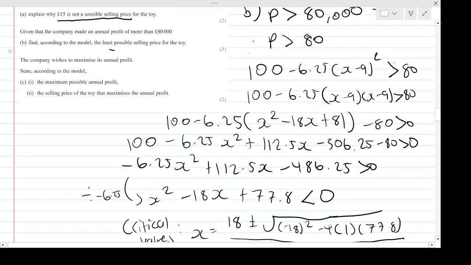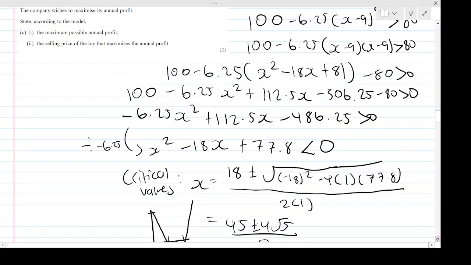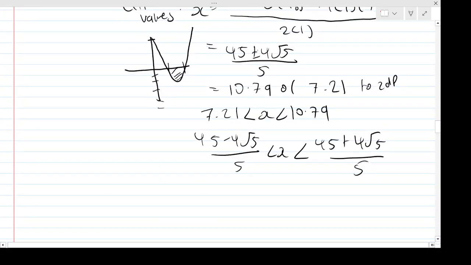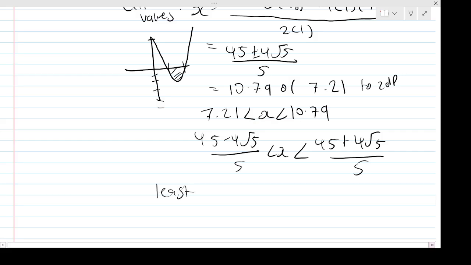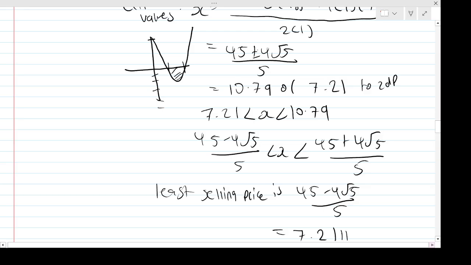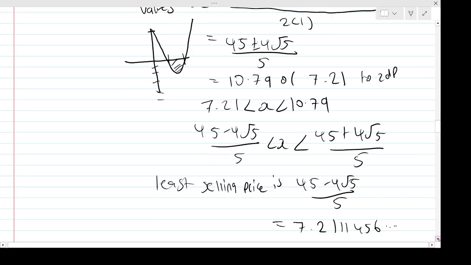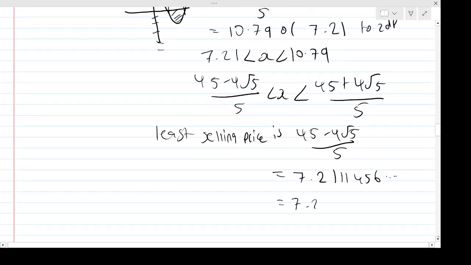It told us to find the least possible selling price. So what's the minimum value? Really it's going to be this value here, isn't it? It's going to be this 45. So the least selling price is 45 minus 4 root 5 over 5 pounds. But then as a decimal, because that's an awkward number, remember, that's going to be 7.2111456 and so on. But as it's in pounds, you're going to want to leave it at 7.21.